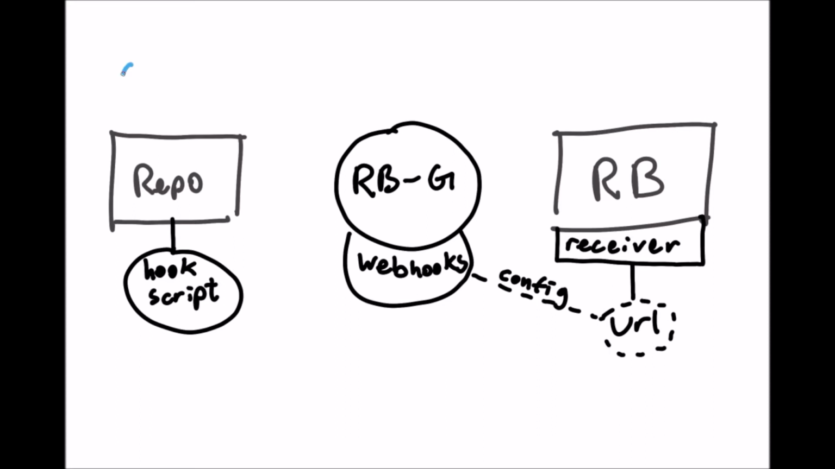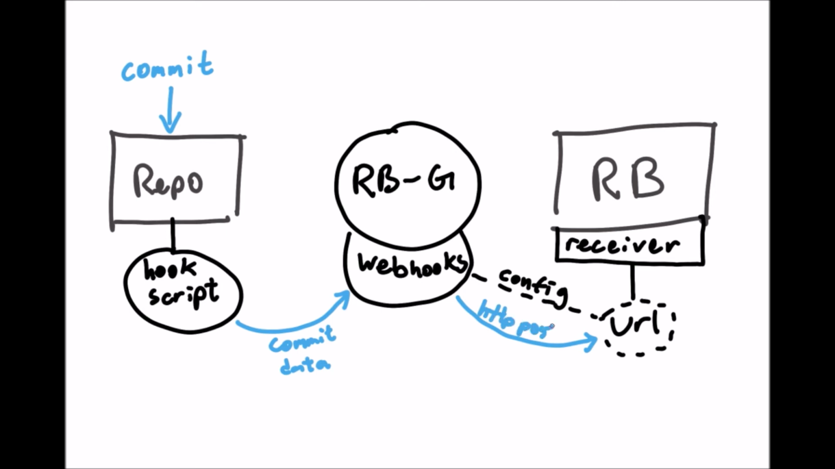When there is a new commit to the repo, the hook script will notify RB Gateway with the relevant information. RB Gateway will then invoke the configured webhook to send an HTTP POST with a JSON payload containing the commit info to the configured ReviewBoard URL. The receiver in ReviewBoard's backend will then handle the payload.